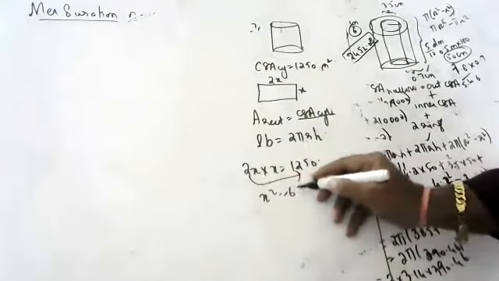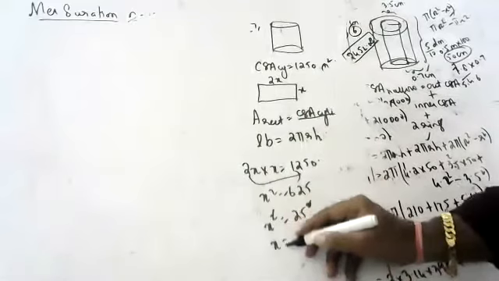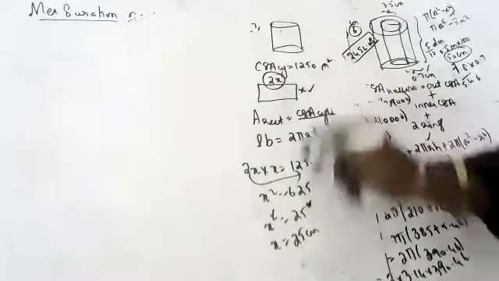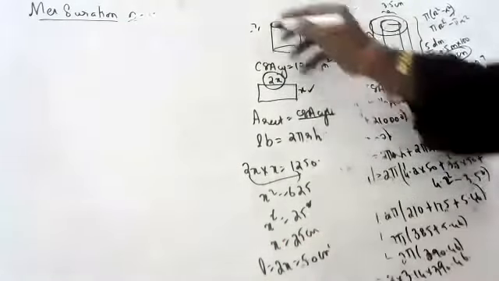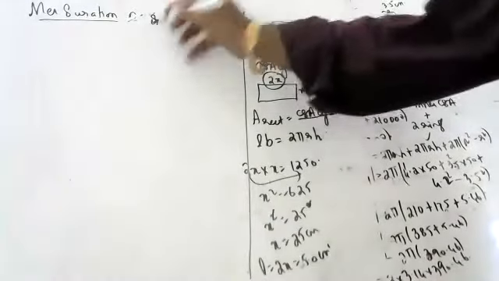X square is equal to 625. X square is equal to 25 square. X is equal to 25 centimeters. If breadth is 25, what is length, Surya? So length is 25 into 2. So 250 centimeters. Children. Okay, next, Surya, tell one more sum.